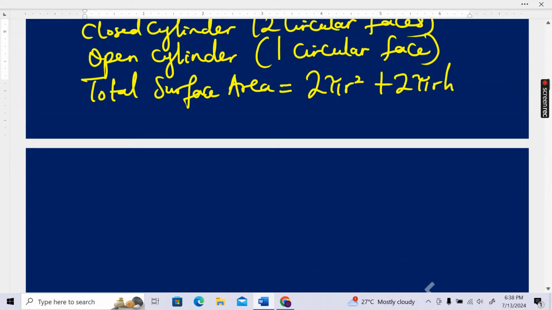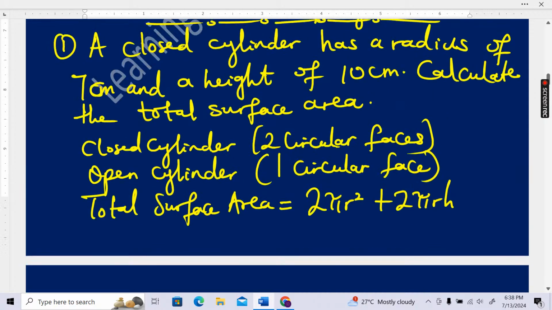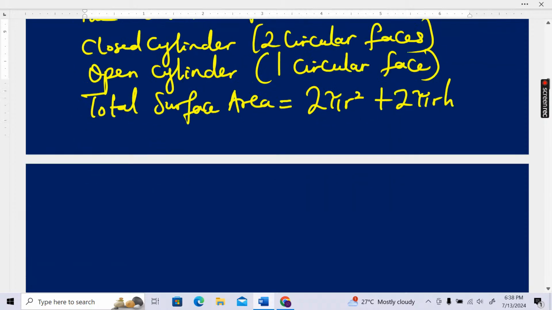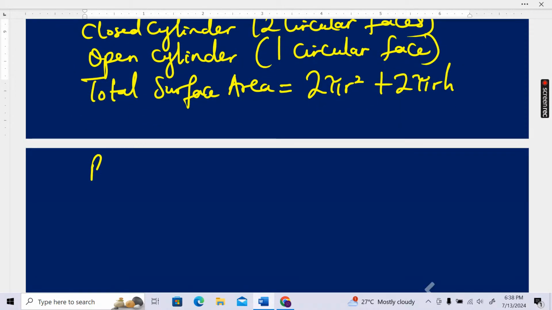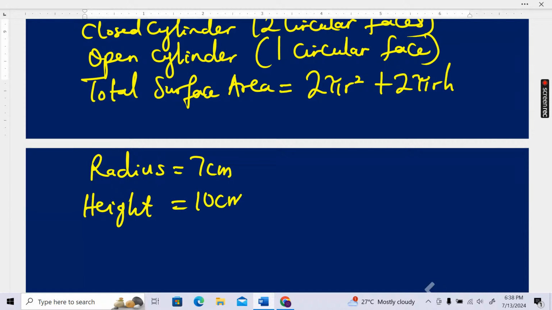Okay, so this is the formula. So let us find the total surface area. Now, back to the question. What can you see in the question? A closed cylinder has a radius of 7 centimeters. I can see radius. Radius is 7 centimeters. So that's the first thing I'm going to do. I'm going to write out what I can see. That's the analysis, all right? Radius is equal to 7 centimeters. Then I can see height. The cylinder has a height of 10 centimeters.